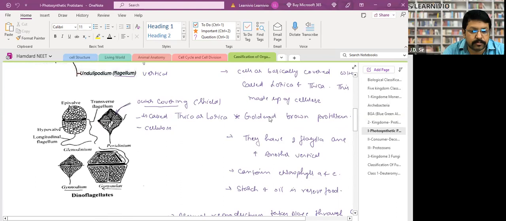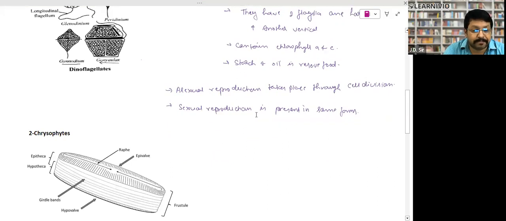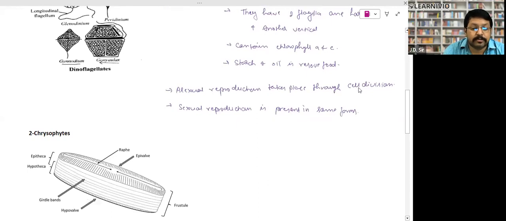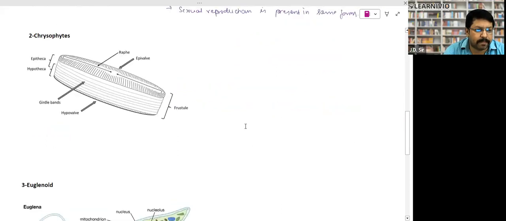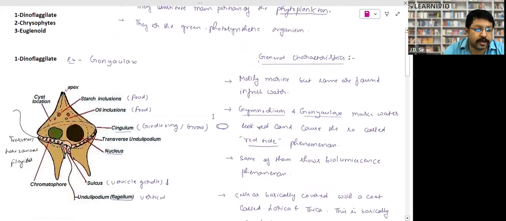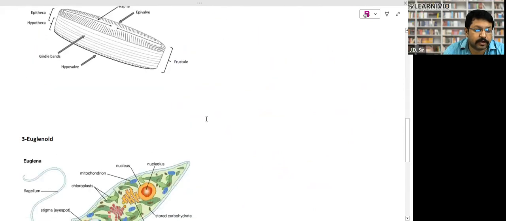They are also called golden brown Protista because their color is golden and brown. They have two flagella, as I have told you. They contain chlorophyll a and c, which means chlorophyll b, which is found in the plant, is not found. Starch and oil are the reserve food. Asexual reproduction is by cell division. Sexual reproduction is present in some forms, not in all. So first, photosynthetic Protistans are dinoflagellates. Second, chrysophytes. Today I have to start from the chrysophytes.